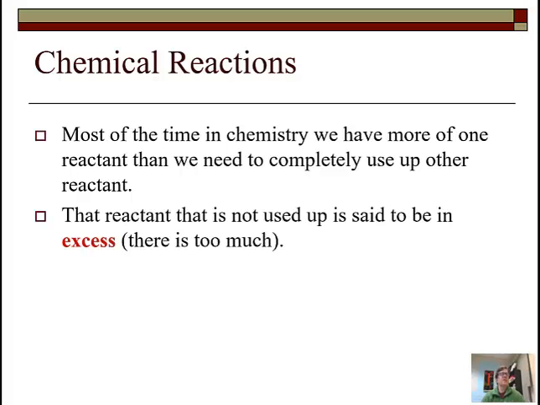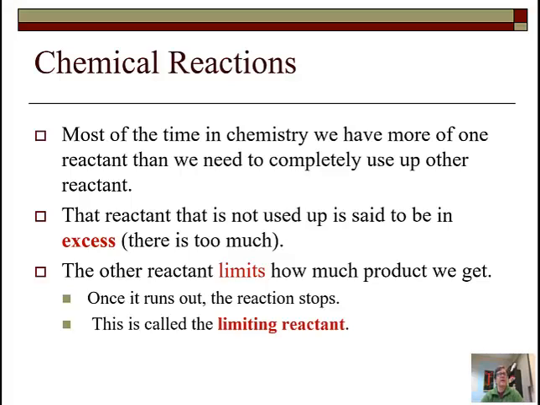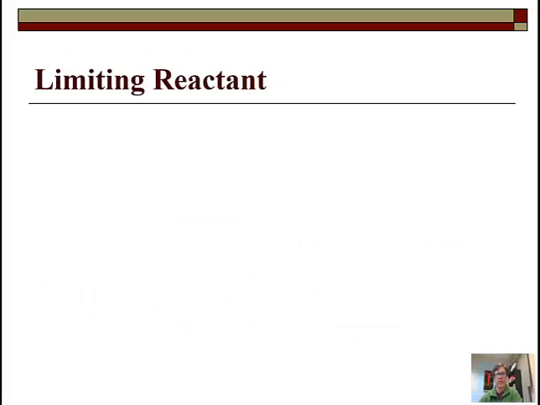Okay, this reactant that's left over, we say it's in excess, meaning we have extra of it. There's more than we need. The other one that limits how much product we get, we call this the limiting reactant. It runs out first, and when it runs out, the reaction stops. It doesn't have enough of both reactants to keep going.